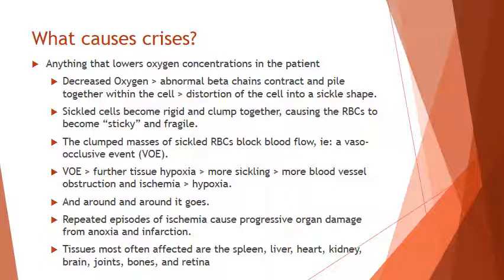Repeated episodes of ischemia cause progressive organ damage from anoxia and infarction, and the tissues that are most often affected will be the spleen, liver, heart, kidney, brain, joints, bones, and retina. The goal is to preserve function in all of those organs.